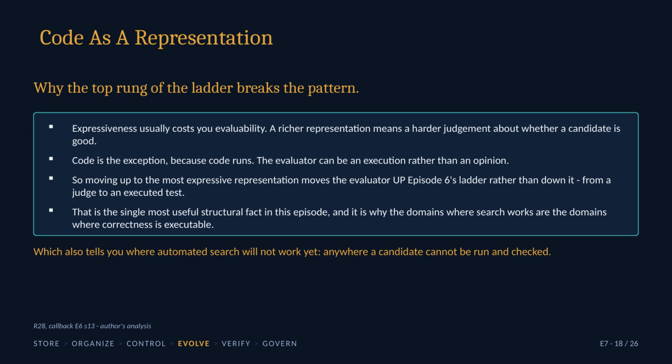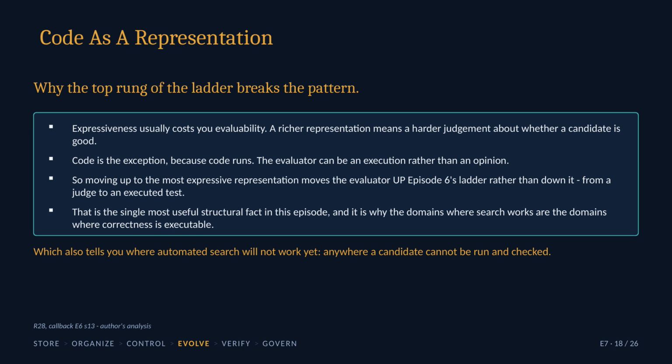So moving up to the most expressive representation moves the evaluator up episode 6 ladder rather than down it, from a judge to an executed test. I think that is the single most useful structural fact in this episode. It explains why the domains where automated search works are exactly the domains where correctness is executable, and it tells you where it will not work yet. It also explains why prompt optimization and workflow search feel like different activities.